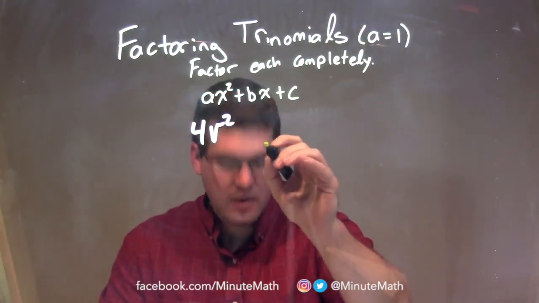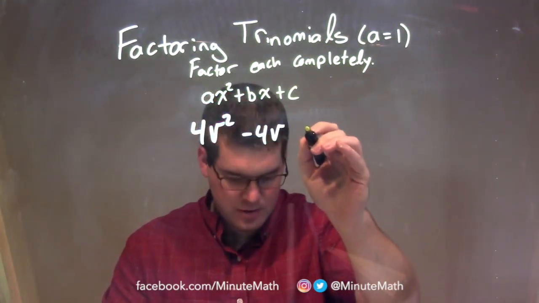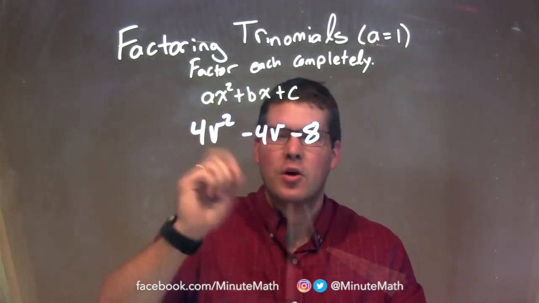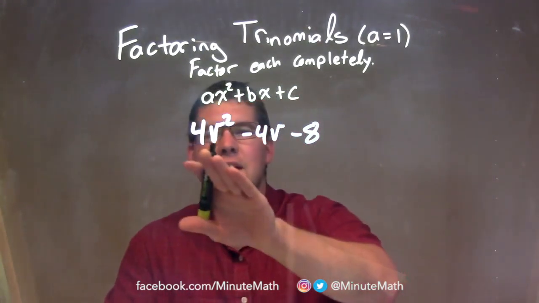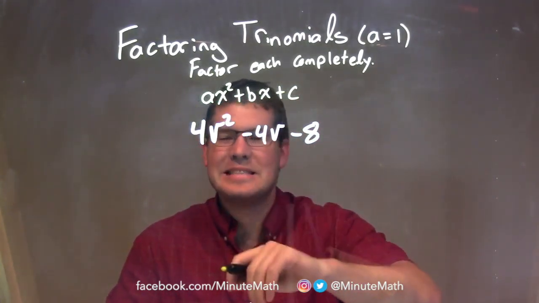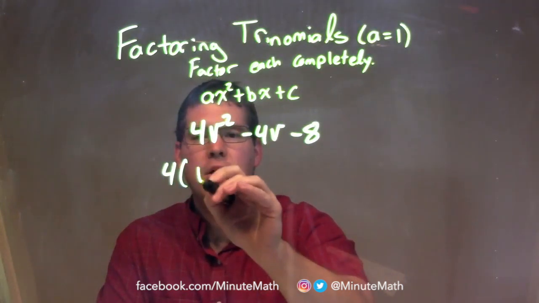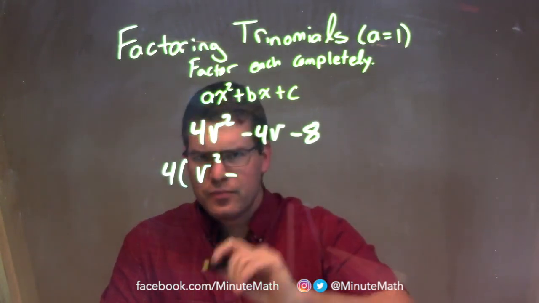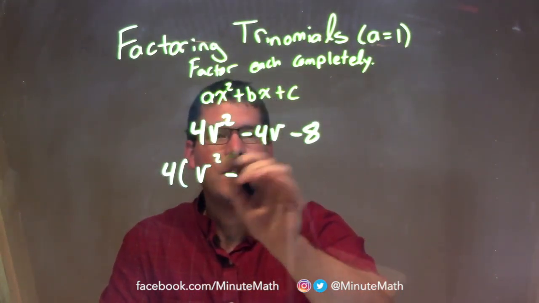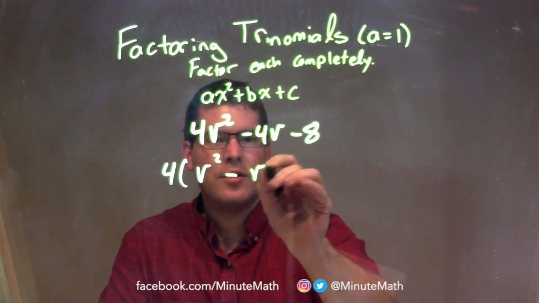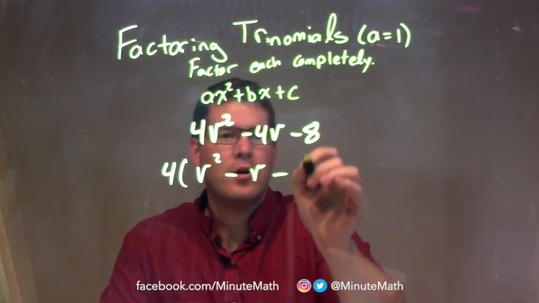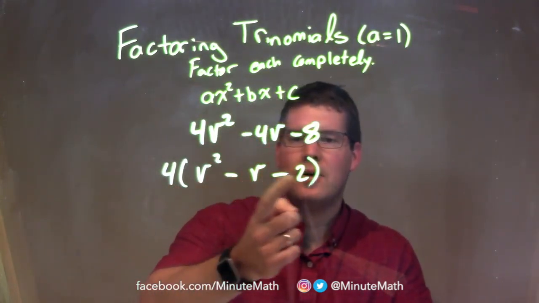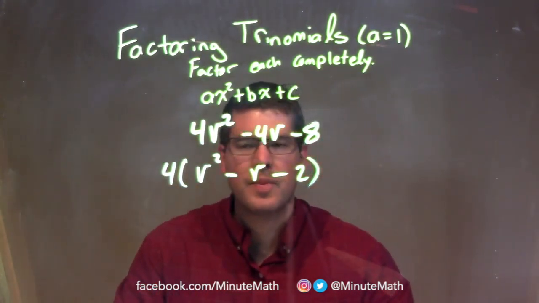4b squared minus 4b minus 8. Well, I like it better when our a value is 1. Currently our a value is 4. But I believe I can pull out a 4 from all parts, so I'm going to try that. Put 4 out here. 4 goes into 4b squared 1 time, so we put 1 right there. Then we pull out a 4 from 4b, and we have a 1, so we have a subtractive b there. And 4 goes into 8 2 times, so we have a 2 there. We can see that if we multiply the 4 back into all parts, we would get our original expression.